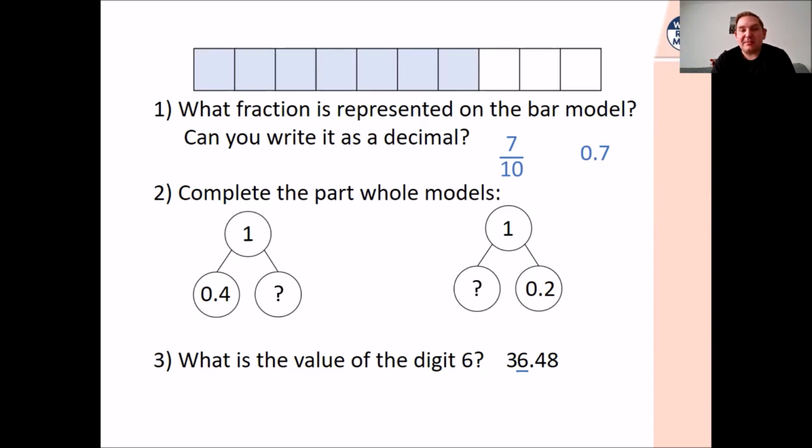For completing the part-whole models, 0.4 would need 0.6 to make one whole. 0.4 add 0.6 makes 1. For 0.2, we would need to have 0.8. 0.8 add 0.2 makes 1. And for our final question, what is the value of the 6? Ooh, the 6 is worth 6 ones because we have our tens column, our ones column, our tenths column, and our hundredths column.